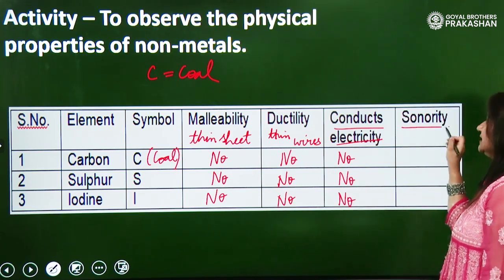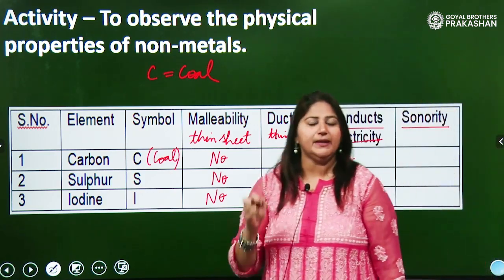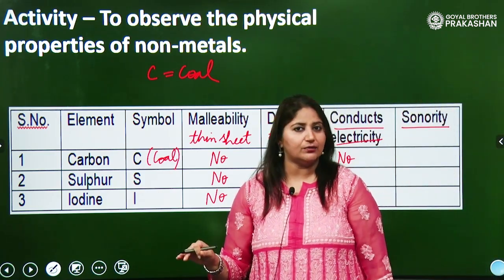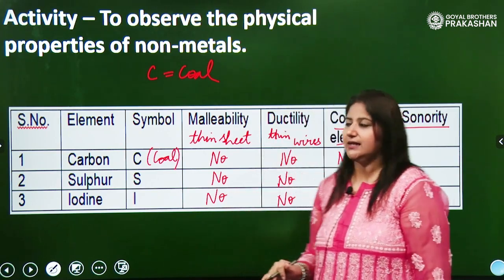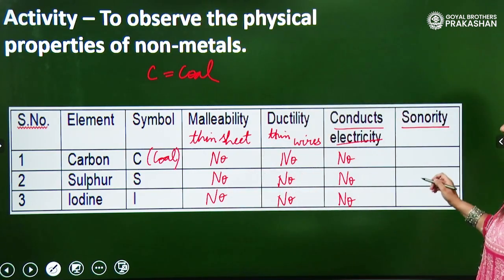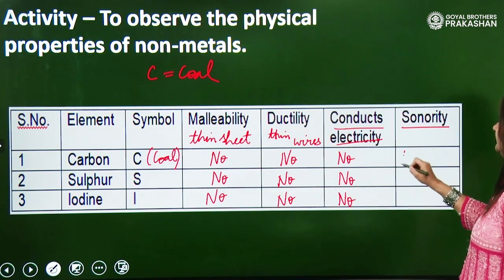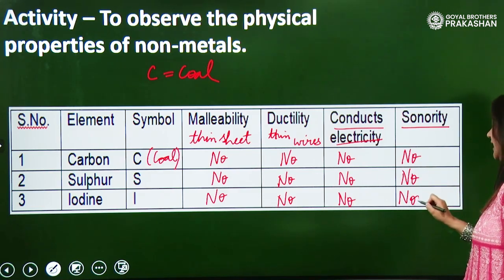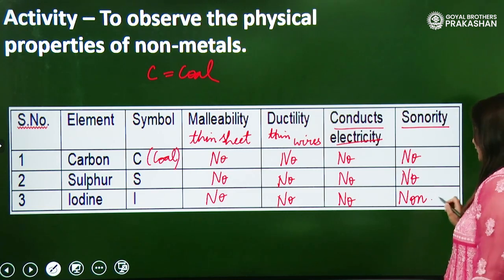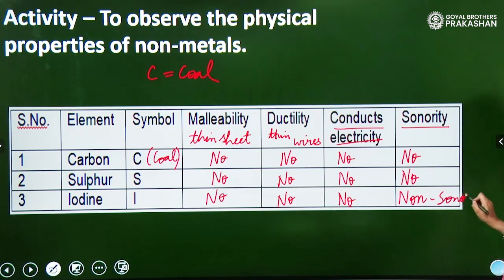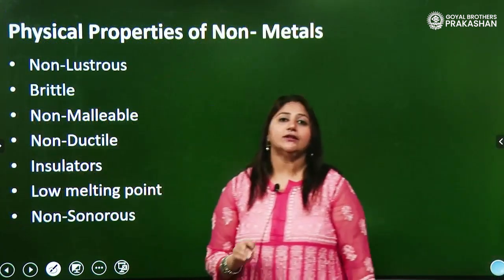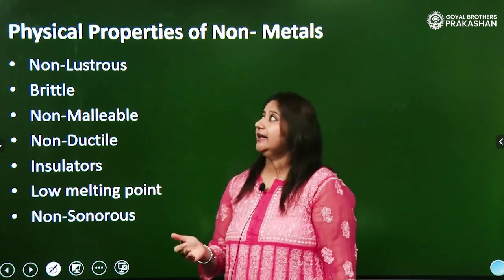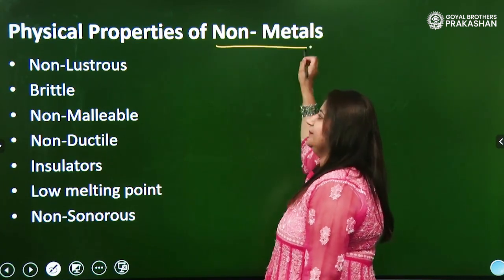Now what about the last property, sonority? When you beat them, they will not produce any sound. So when they do not produce any sound, it means that carbon is non-sonorous, sulfur is non-sonorous, and iodine is also non-sonorous, right? So these properties clearly indicate what the physical properties of non-metals are.